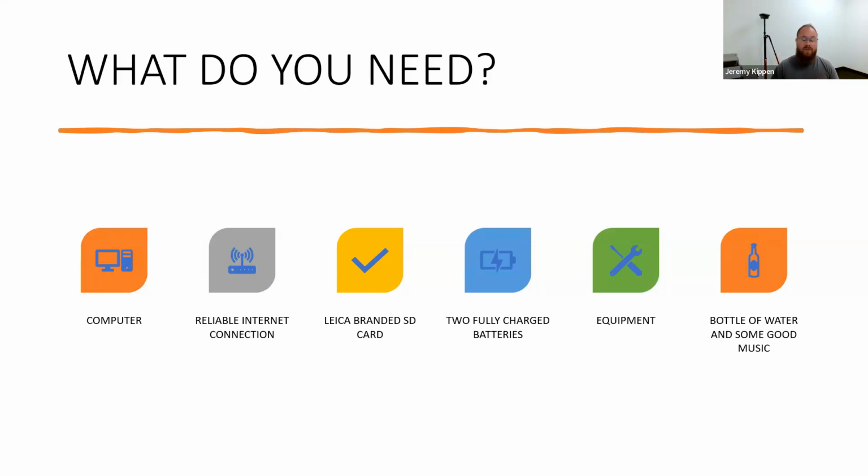Next, we will need 2 fully charged batteries. They do say 50% plus, but I always err on the side of just going 100% fresh batteries. Then your equipment. Your equipment can be a robotic total station, a GPS unit, or a data collector. How I'm doing mine today is I'm focusing on working with the GS18 and the CS20. And of course, as always, a bottle of water, everybody stay hydrated, and put some good music on while you do this because it's a fairly simple process.